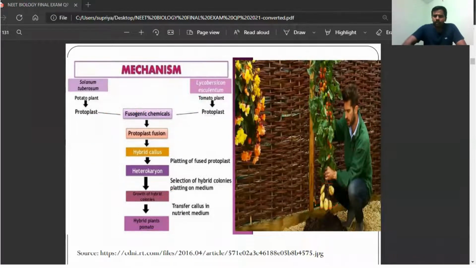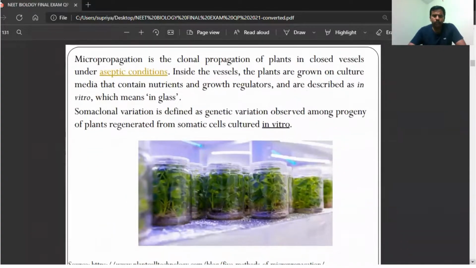Okay. Now see one more explanation. See the micropropagation.